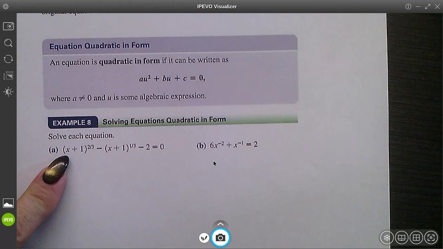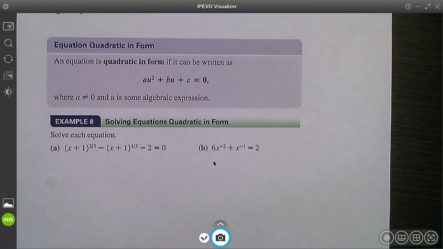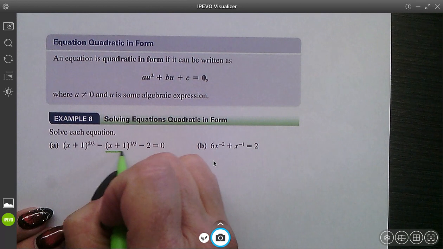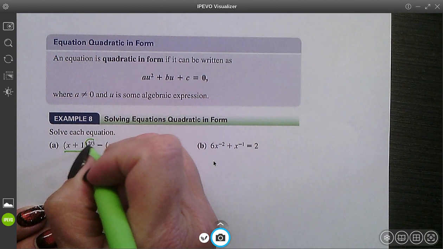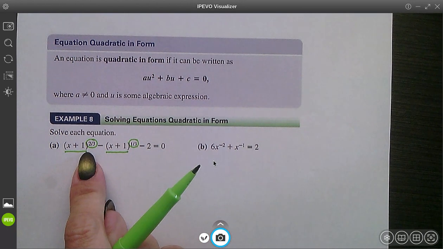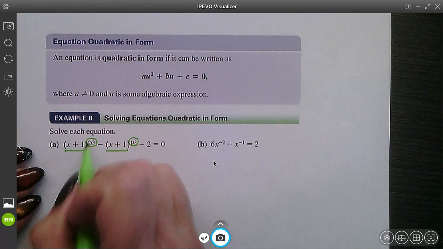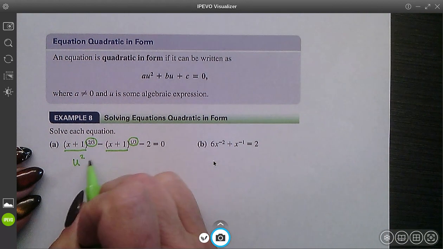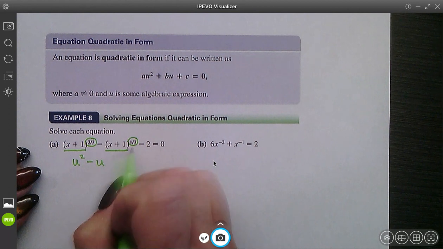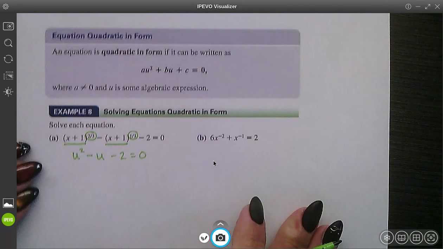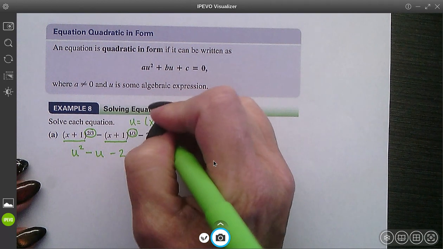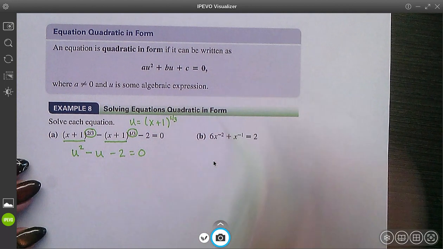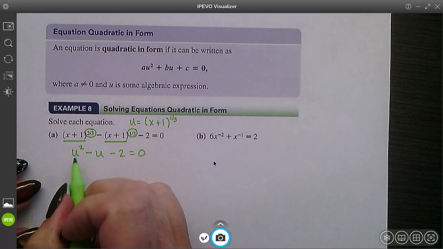So here we have x plus 1 to the 2/3 minus x plus 1 to the 1/3 minus 2 equals 0. So we have the same thing, x plus 1, x plus 1. This exponent 1/3 and this exponent 2/3. Since 2/3 is twice as big as 1/3, we're going to replace this with u squared. We're going to replace this with u. So u squared minus u minus 2 equals 0. So you want to keep in mind what you used for u. It was x plus 1 to the 1/3. And then we'll factor this.